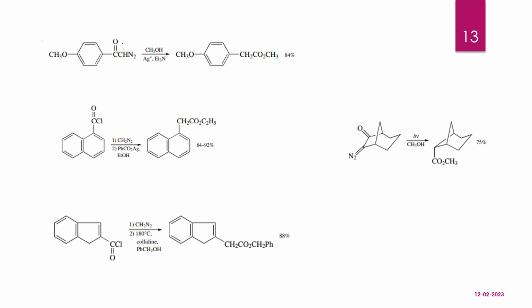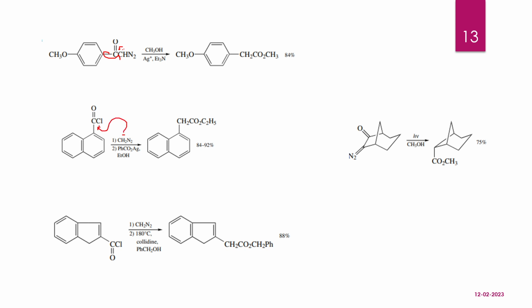So what will happen? This carbene will, there is a bond, it will go here. This will shift to here, and by the application of methanol we will get this product in 84% yield. This is a similar reaction, where the reaction started from acyl chloride. I already discussed acyl chloride and diazomethane.